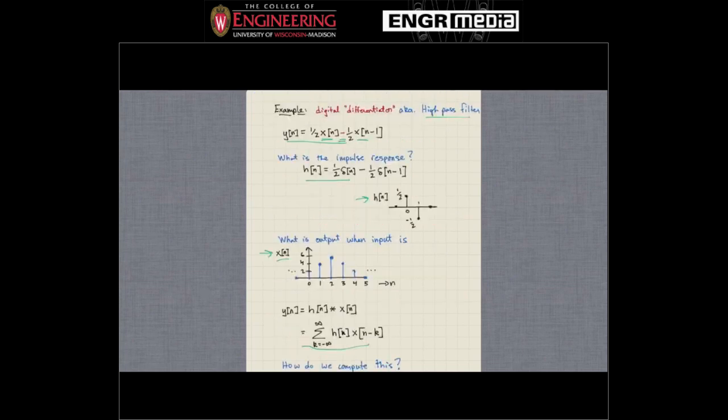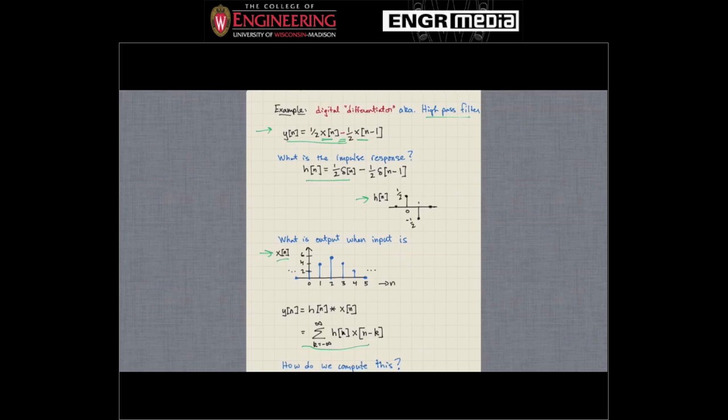How would we do this? Well, the example we're going to look at, and it's the example we've seen in the last lecture, was a digital differentiator. So this is really going to be no different than the last example, but we'll run through it quickly in this lecture. The relationship between the input and output is given by y of n, the output at time n, equal to 1/2 the input x of n minus 1/2 times the input x of n minus 1.